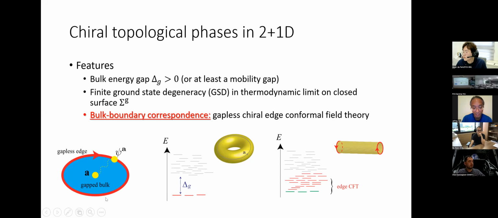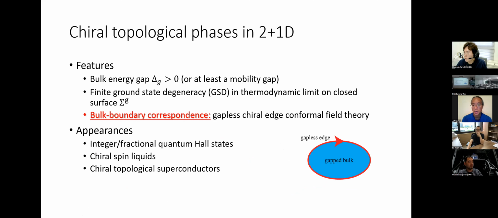So there's also going to be the ground states. There's going to be a bulk state, which has these gray levels. But in between, mid-gap, there will be some states that correspond to modes that run along the boundary. And at low energy, they correspond to an edge conformal field theory. So these types of phases appear in integer or fractional quantum Hall states. They also appear in some chiral spin liquids or some topological superconductors.